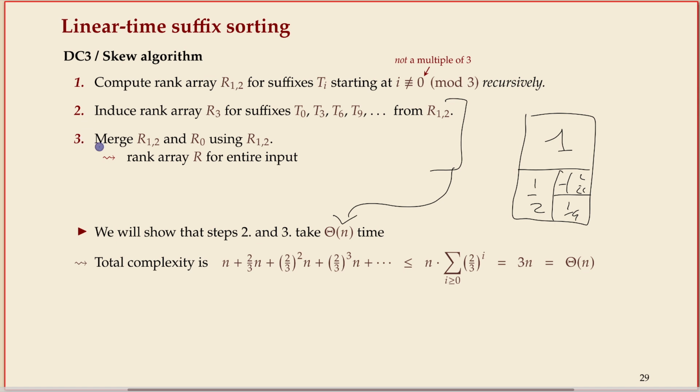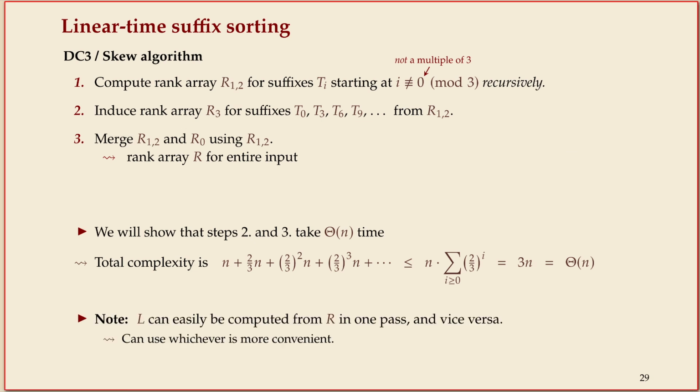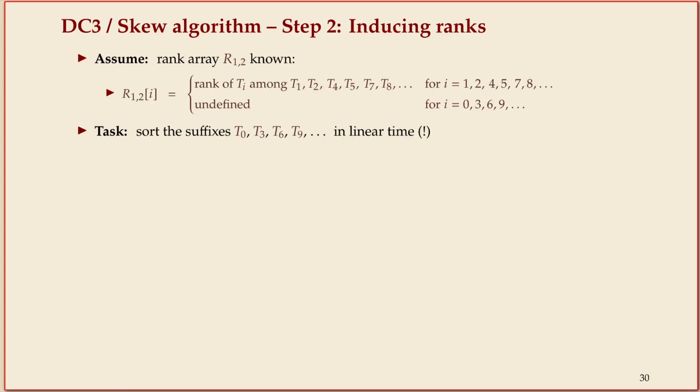The rest of the time we'll spend arguing how we can do this. Note that all the formulation here is for R. As I said before, it turns out to be more convenient to compute the rank array instead of the suffix array, but we can compute the suffix array from R when we're done. The first step is just recursing. So in a way, that's not the hardest part. Let's look at the second step.